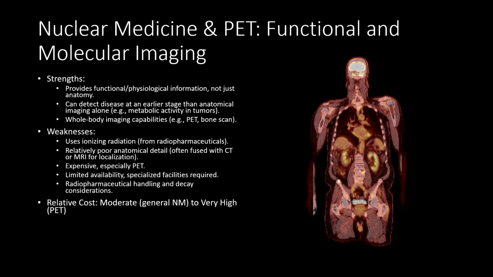Weaknesses, it uses ionizing radiation. Oftentimes, it's a higher dose of ionizing radiation than CT. We typically have sort of poor anatomical detail on PET imaging. It's not as good as MRI or as a high-quality contrast-enhanced CT. Another drawback is that it's very expensive. Okay, so most nuclear medicine studies are moderately expensive, but PET-CT is one of the most expensive imaging studies you can order. And it has limited availability. It requires very special facilities, not only to conduct the imaging, but to handle the radioactive substances that are given to the patient.